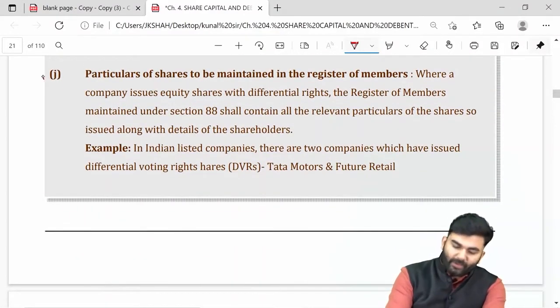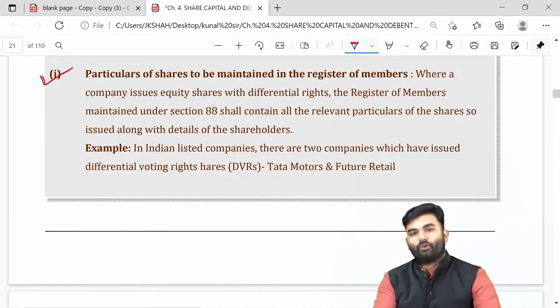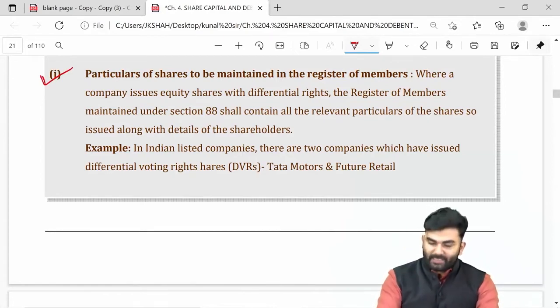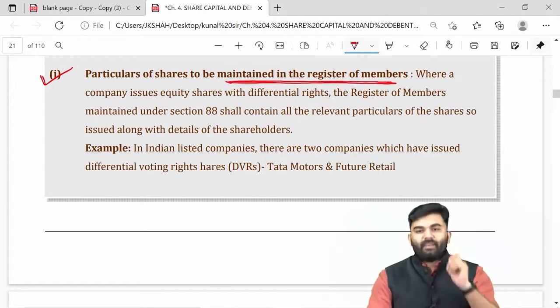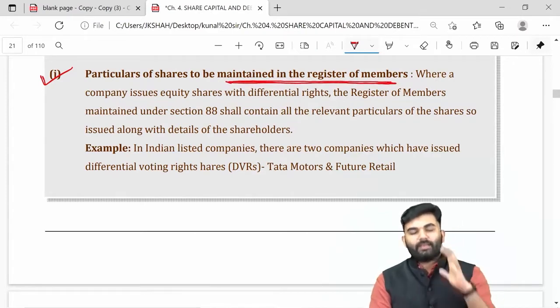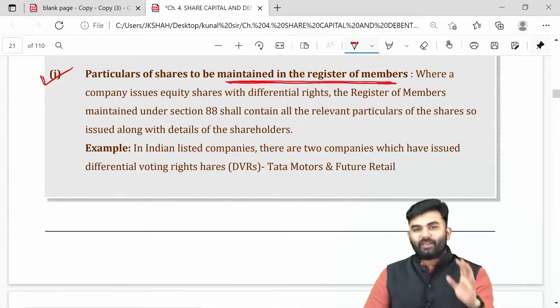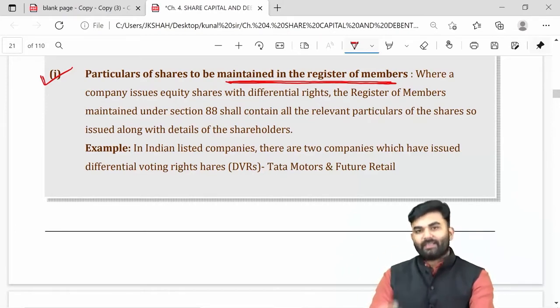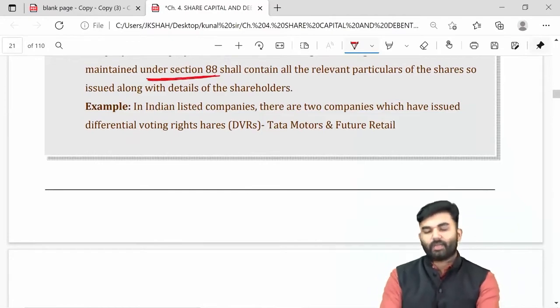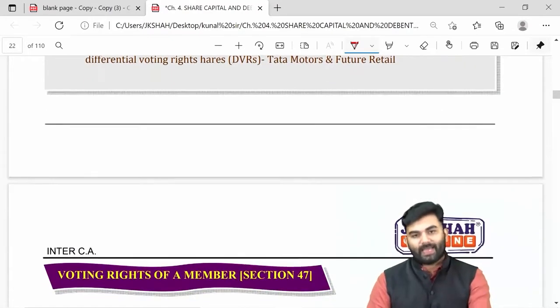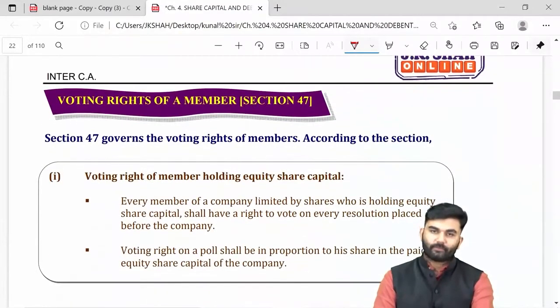In fact, the company will have to maintain the details about the equity shares with differential voting rights even inside the register of members which the company has maintained under section number 88 of Companies Act 2013.